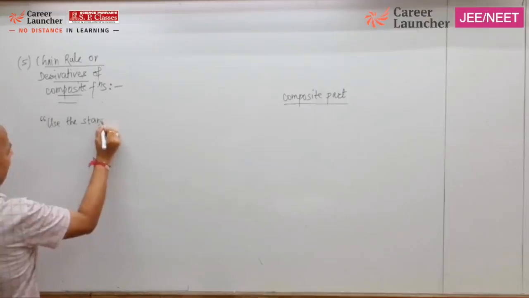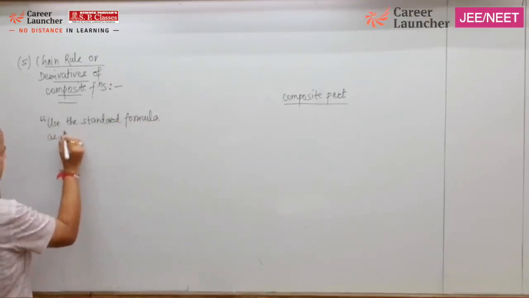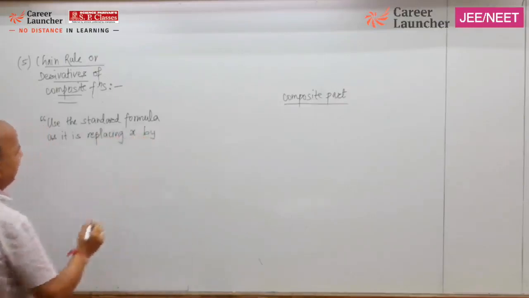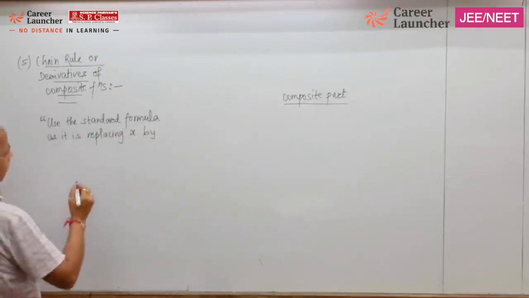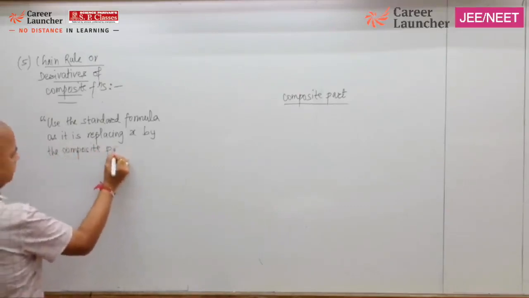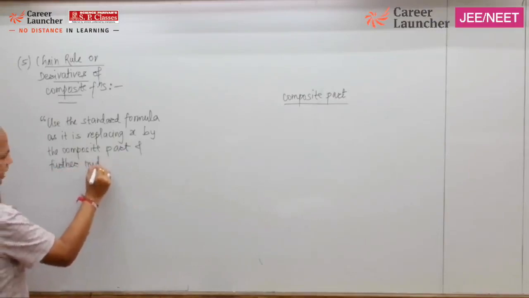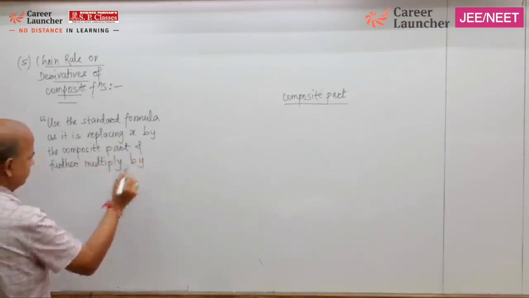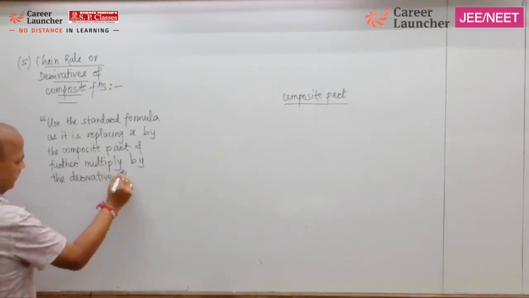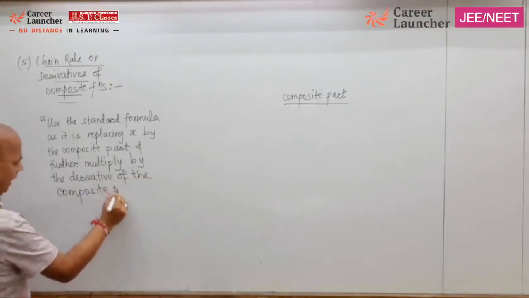Use the standard formula as it is, replacing x by the composite part and further multiply by the derivative of the composite part. That's all.